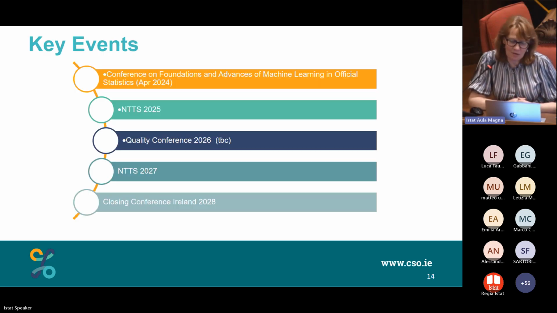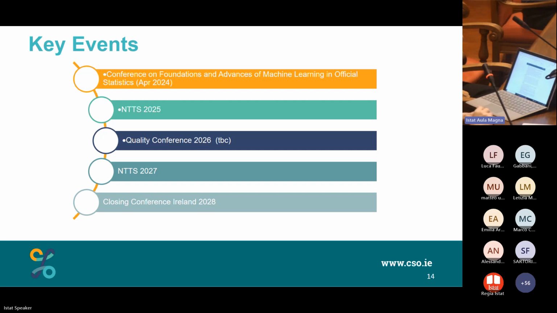So what are the key events? We had the first one in Germany in April, where we had the kickoff, and we're going to be at NTTS next year. We have a project meeting, but there is a session at NTTS, which Istat are leading for us. So please do come and see us at that conference. We also expect to be at the Quality Conference in 2026. We'll be back at NTTS in 2027.